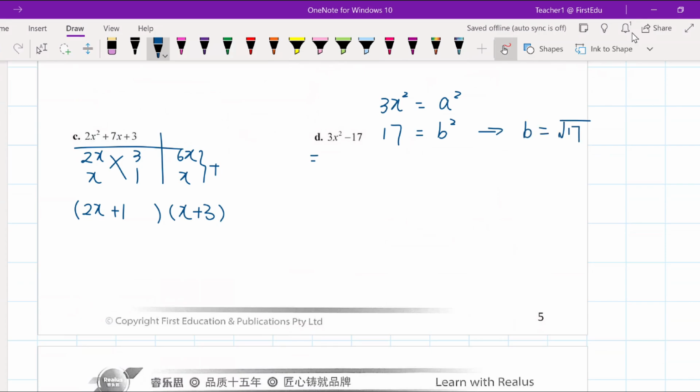Okay, this is a very hard one, so it's okay. And then for the top part, a squared equals 3x squared. So I know a should be x and square root of 3. Right, that's the tricky part because we need to take into consideration the 3, because 3x squared is your a squared, so a is root 3 x. Therefore, a plus b, a minus b is just root 3 x plus root 17, and then root 3 x minus root 17. Alright, any questions?